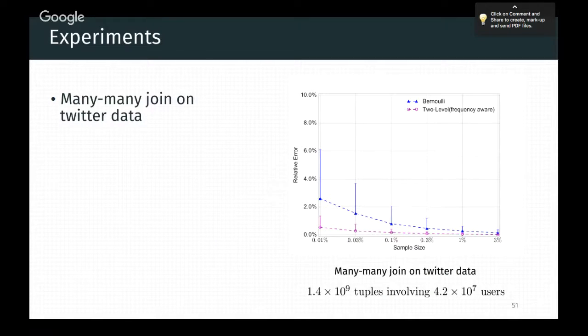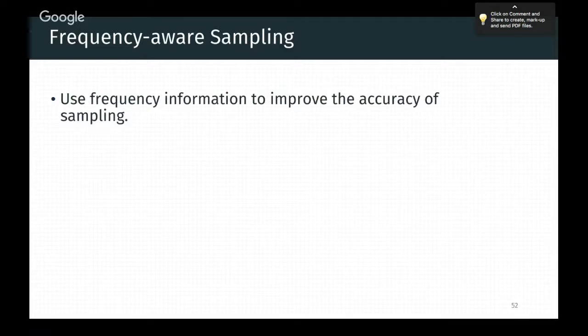But there is no definite comparison between two-level and independent Bernoulli on many-to-many joins. In fact, when we apply our two-level sampling to Twitter data, it does not perform better than Bernoulli sampling because it treats every value with the same importance for the first level. So we are thinking about using frequency information to improve the accuracy of our sampling.